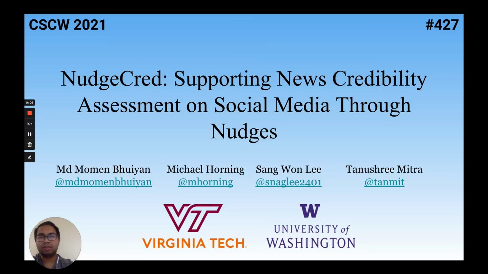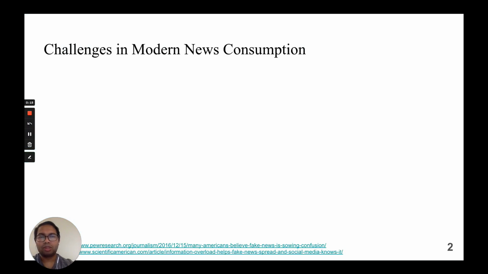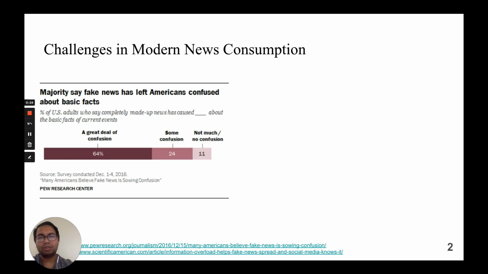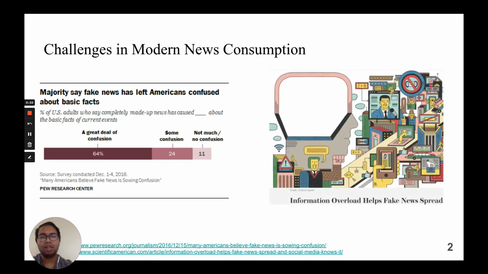In this paper, we discuss the application of nudging in the context of information credibility judgment on social platforms. The modern news ecosystem has brought about many challenges, including the emergence of misinformation. Reports show that widespread misinformation makes it harder for people to distinguish between basic facts and false information. Information overload on social media makes it even more difficult to distinguish false stories from real ones.